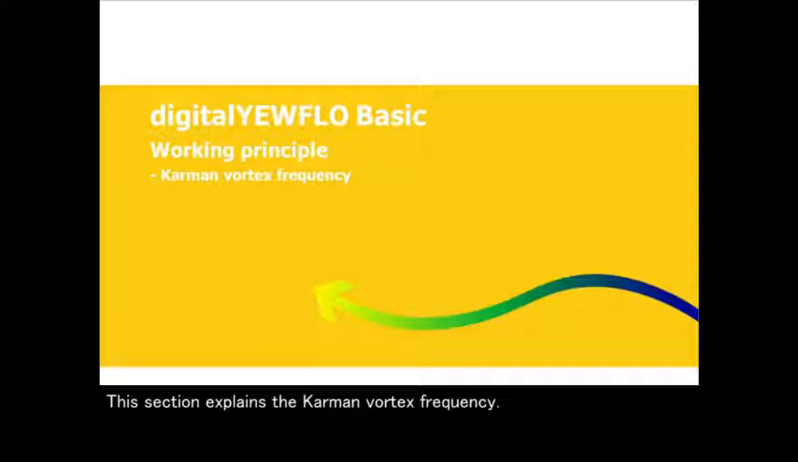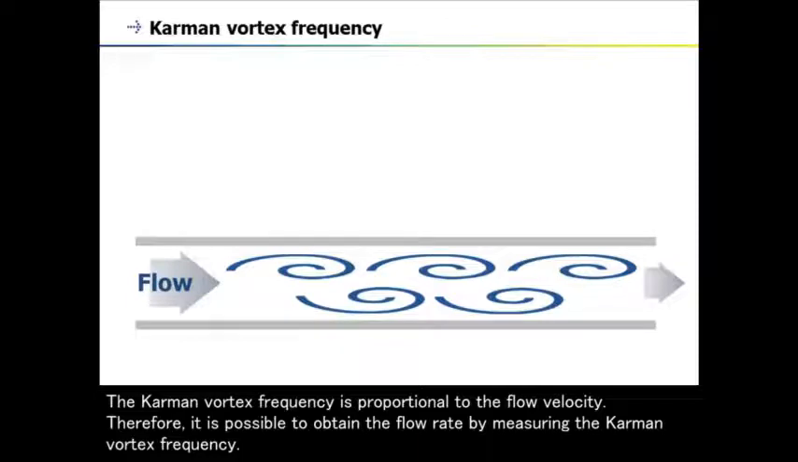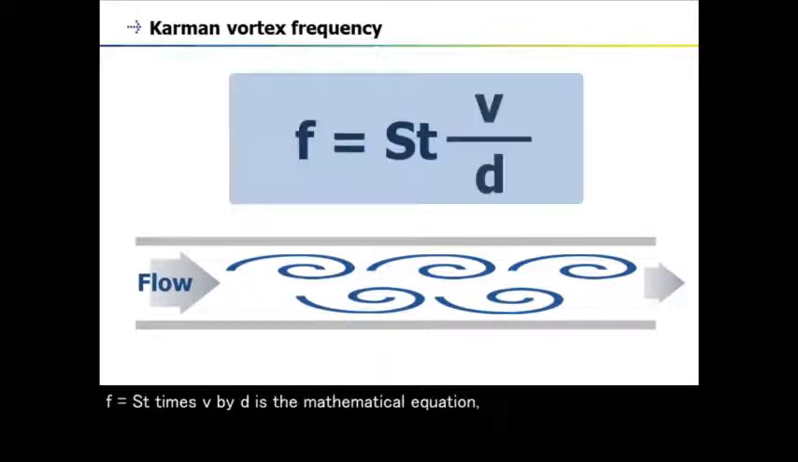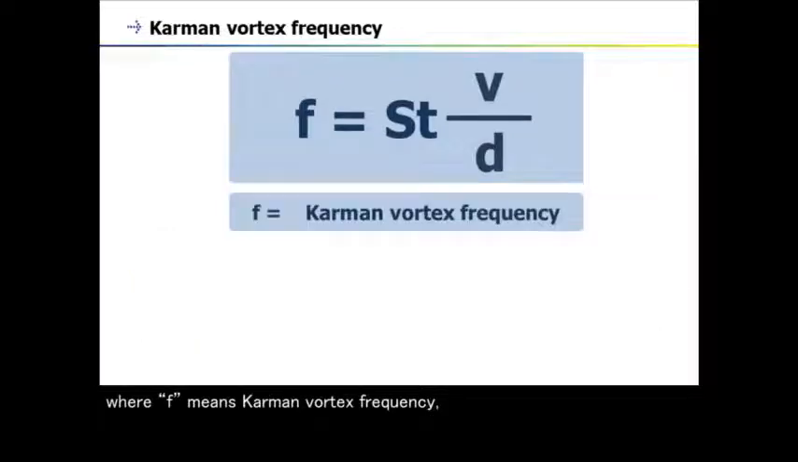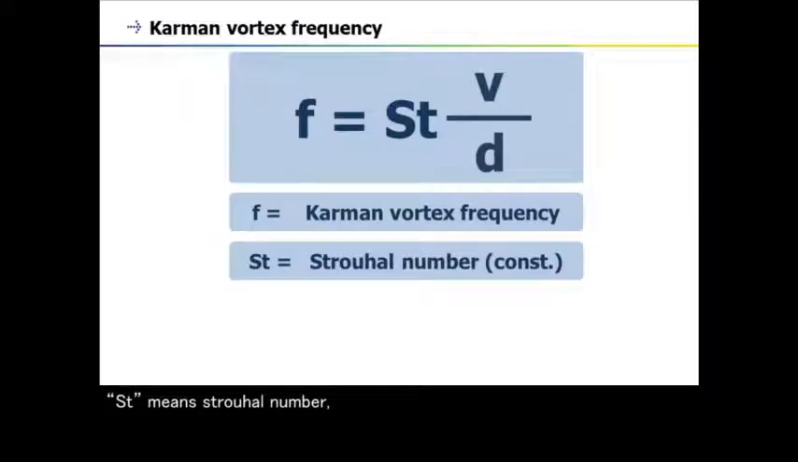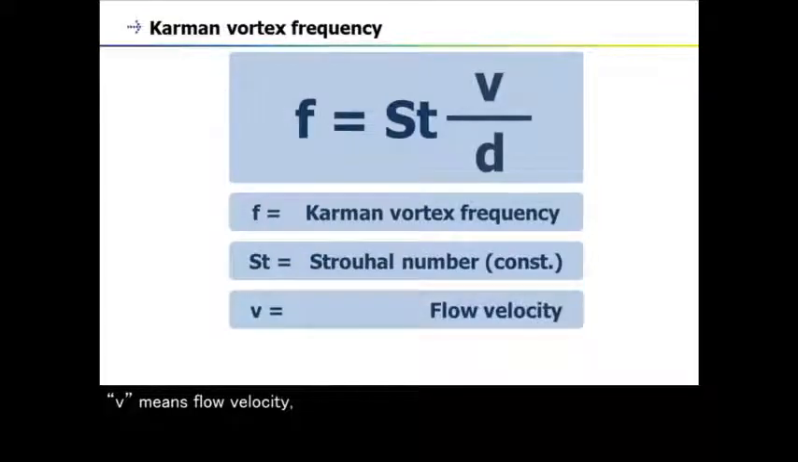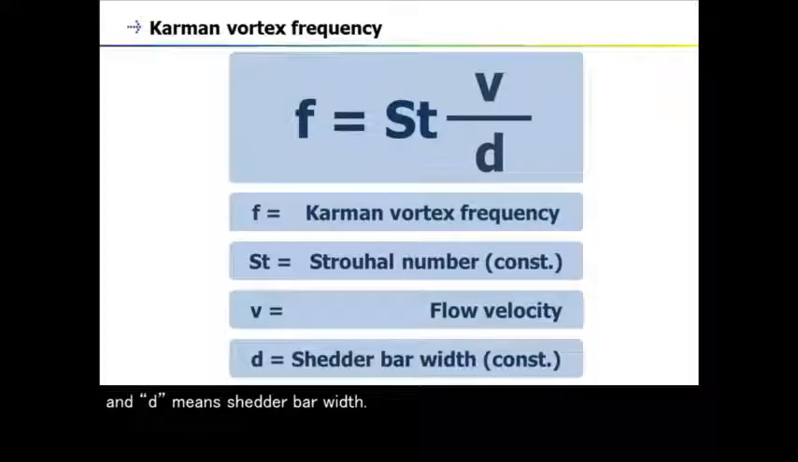This section explains the Karman vortex frequency. The Karman vortex frequency is proportional to the flow velocity. Therefore, it is possible to obtain the flow rate by measuring the Karman vortex frequency. F equals ST times V divided by D is the mathematical equation, where F means Karman vortex frequency, ST means Strouhal number, V means flow velocity, and D means shedder bar width.